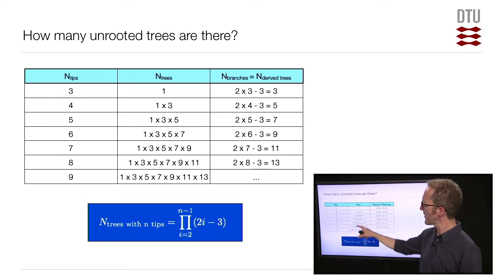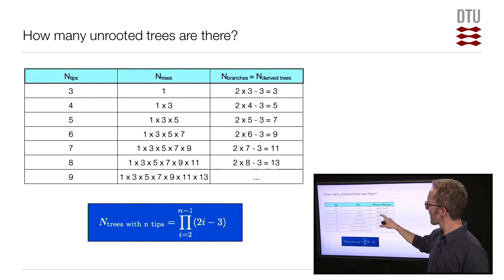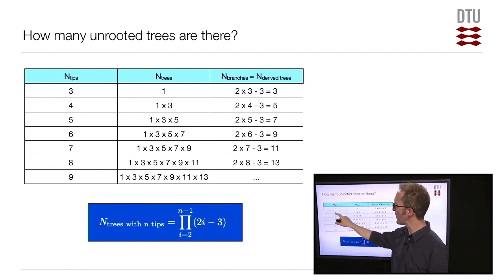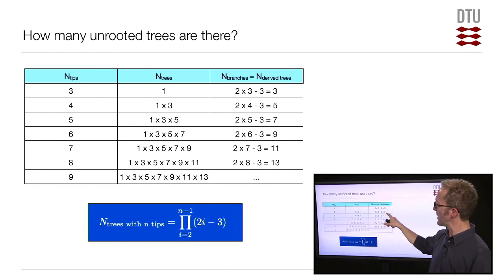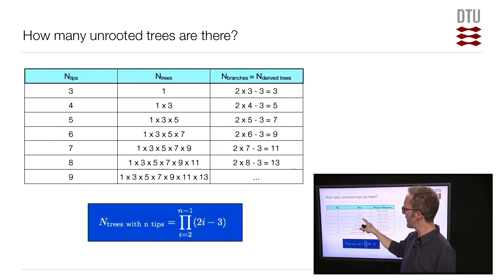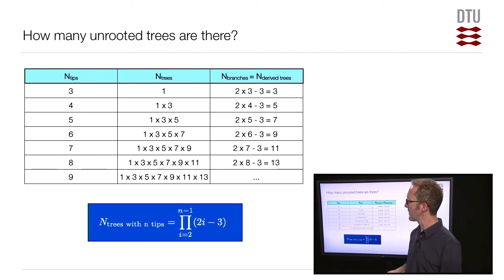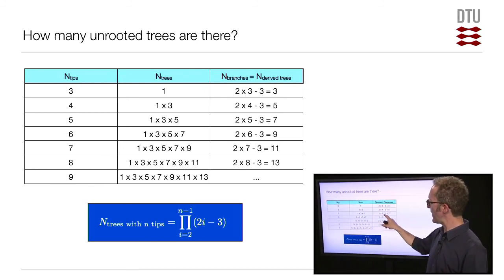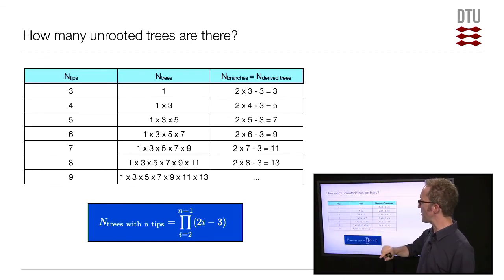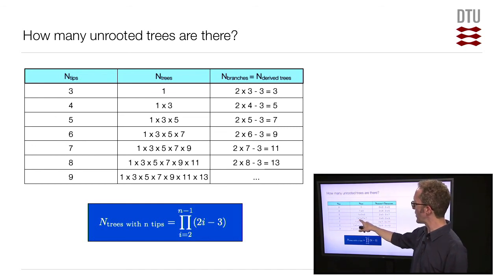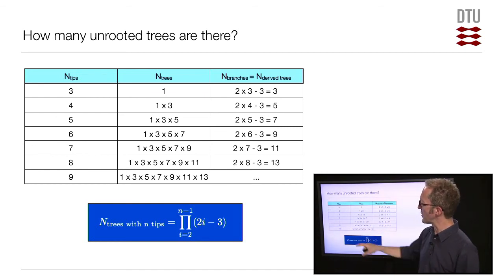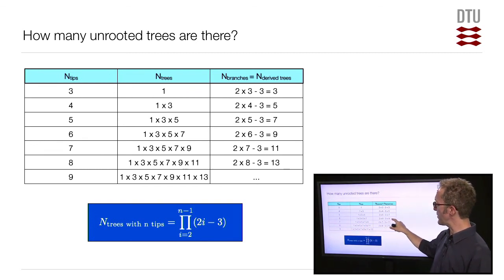If we look at an example, start out with 3 species. There's 1 tree. This tree has 3 branches, corresponding to us being able to make 3 derived trees. So from the 1 original tree, we can make 3 trees with 4 tips. A 4-tipped tree, using our formula, turns out to have 5 branches, meaning we can make 5 derived trees. So there are 1 times 3 times 5, 15 trees with 5 tips. A 5-tipped tree, according to our formula, has 7 branches, meaning we can make 7 derived trees from each of our 15 original trees here, meaning we now have a total of 15 times 7 trees with 6 tips. A 6-tipped tree has 9 branches, etc., etc.